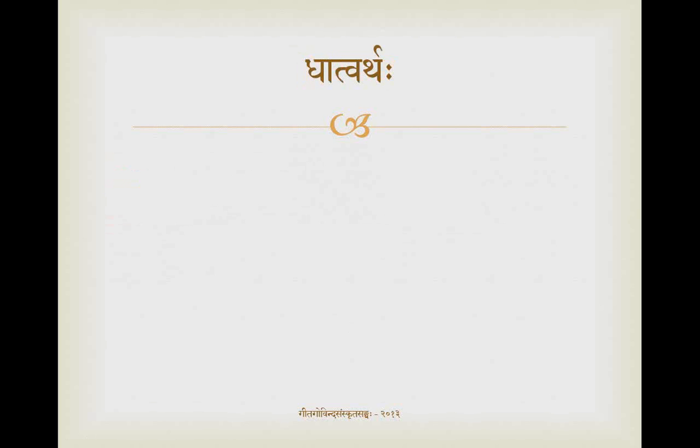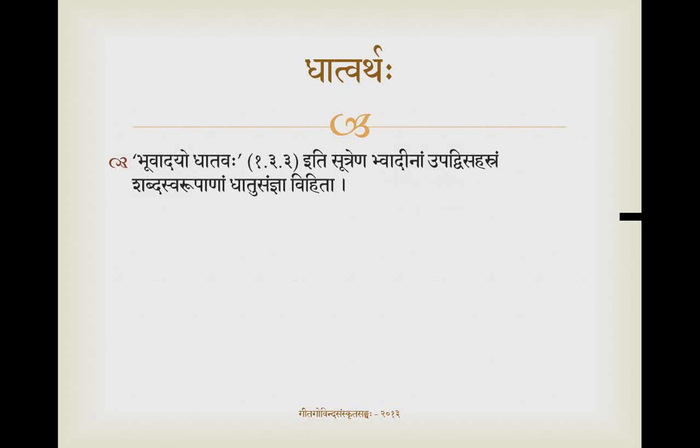Who are the dhatus? I already studied. There are about 2000 dhatus starting with bhu. So what does a dhatu convey? Dhatvarthah kah? Bhuvadayodhatavah iti sutrena, about 2000 dhatus have been prescribed by the grammarians as shabda svarupa. Of all these dhatus, the meaning is twofold: phala and vyapara. So each of these dhatus will convey two meanings, one is a phala and the other is vyapara.